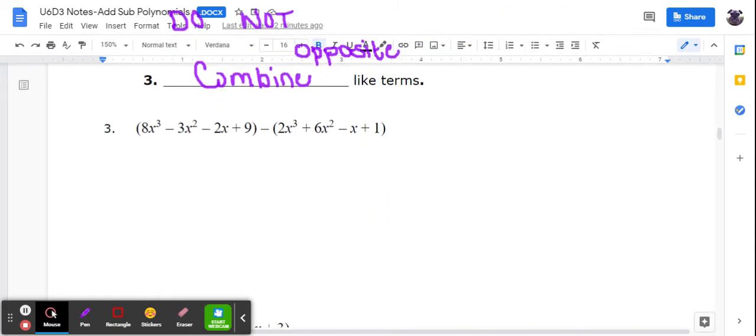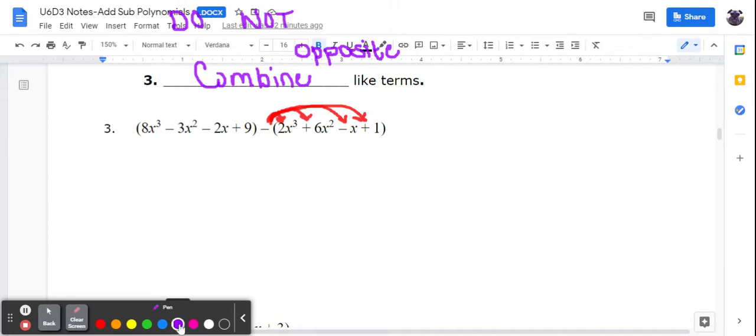So we have our polynomial, 8x to the third minus 3x squared minus 2x plus 9. We see a subtraction sign in between these two polynomials. So what that's telling me is that every single sign after this minus sign needs to change. So it's kind of like we're distributing that -1 to each term. So our first polynomial is going to stay the same, 8x to the third, okay?